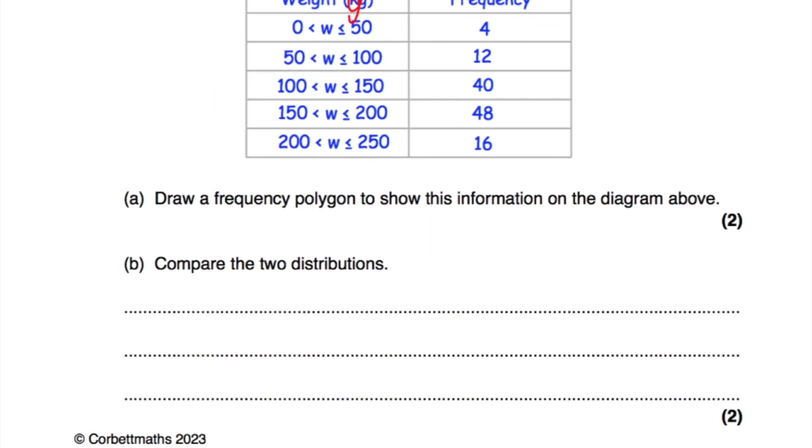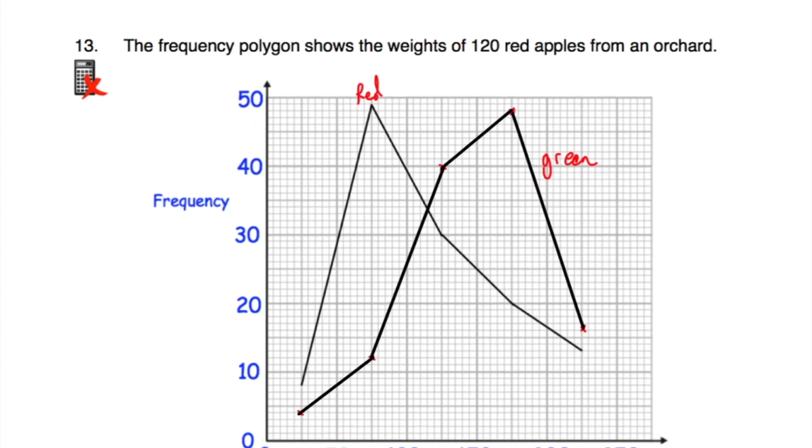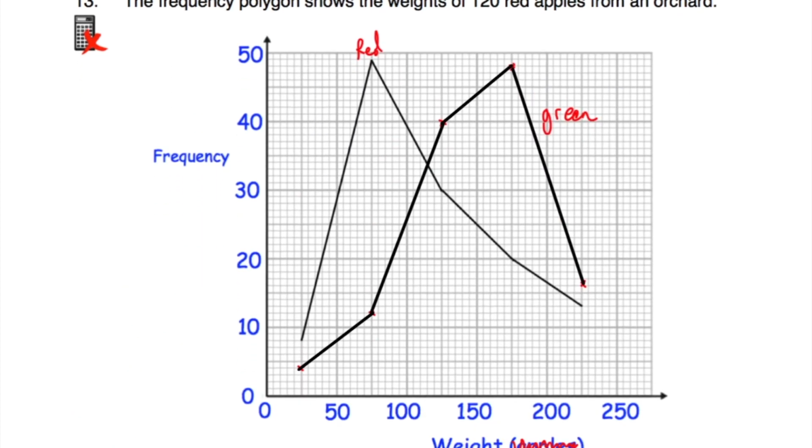Okay, let's look at our next part. Part B says compare the two distributions. Well, we can actually see if we look at these frequency polygons, the frequency polygon for the red apples is further to the left. And in terms of the weights or the mass of the apples, that means they're closer to 0. Whereas the green apples, their frequency polygon, the distribution is further to the right. That means that they're going to have heavier apples. They've got a higher or greater weight or mass. So they're further to the right.